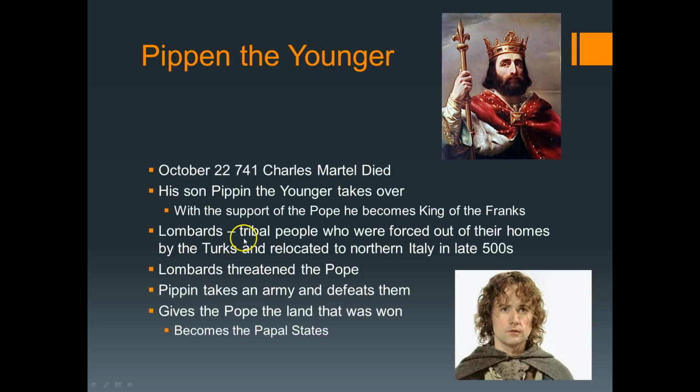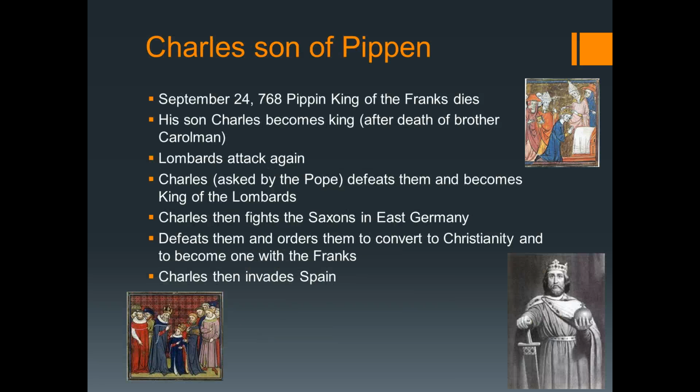The Lombards were a tribal people who were forced out of their homes by the Turks and relocated in northern Italy in the late 500s. The Lombards were threatening the Pope. So the Pope helped support him to become king, so Pippin brings his army and defeats the Lombards. And he gives the Pope the land that was won, and this becomes what's known as the Papal States, referring to the Pope's states.